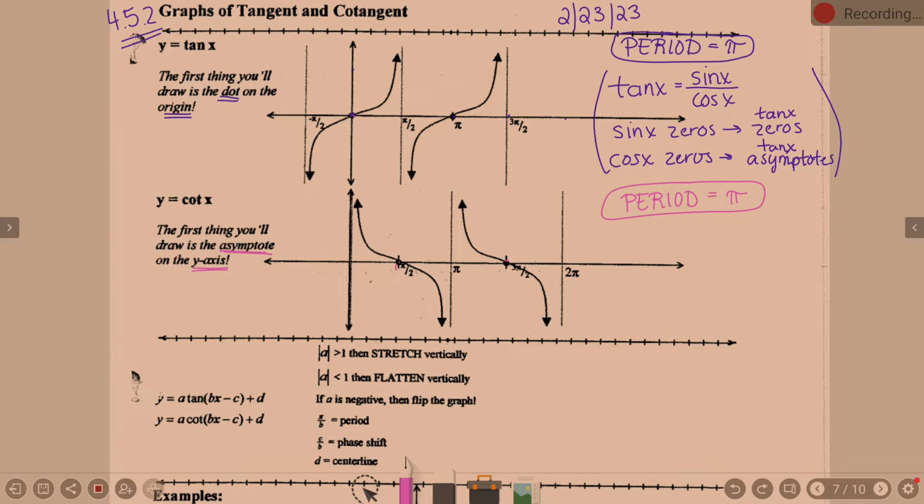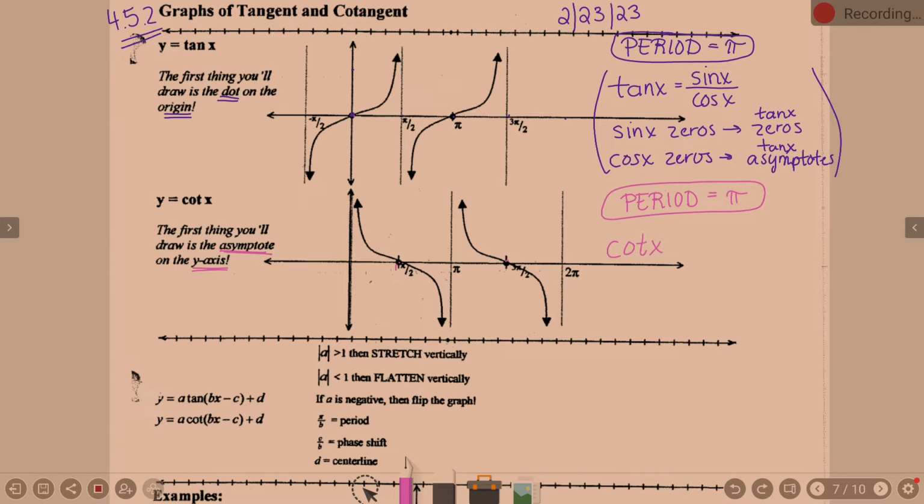Up here it was reversed, right? Up here the halfway points were the asymptotes. So it's just a matter of knowing what we have to start with, and where. Knowing it's tangent, I start with a point. Cotangent, we're going to start with an asymptote, and that's what we're moving around. And the other thing to notice about cotangent is that instead of being an increasing curve, it is a decreasing curve.